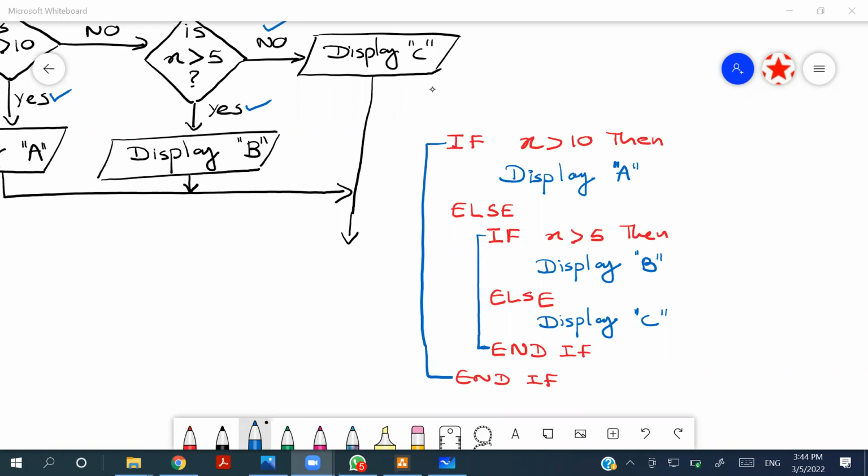Okay, so we are moving to the very last situation, which is the fifth situation.